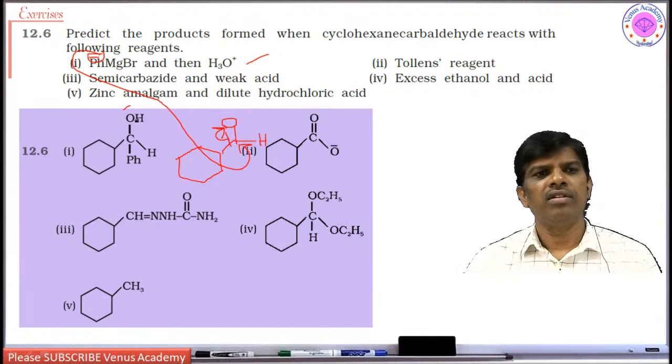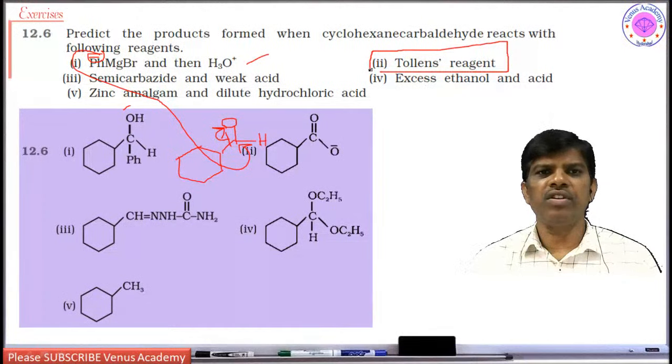So next, if I treat it with Tollens reagent, ammoniacal silver nitrate solution is known as Tollens reagent. Tollens reagent oxidizes aldehydes to acids, giving salts of the acid. So the silver salt you are going to get. If you want, you can write it as silver salt, and the silver mirror test it is going to give. So this aldehyde forms the oxidized compound, the silver salt.